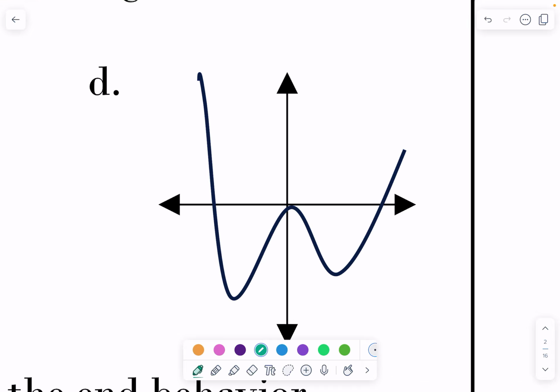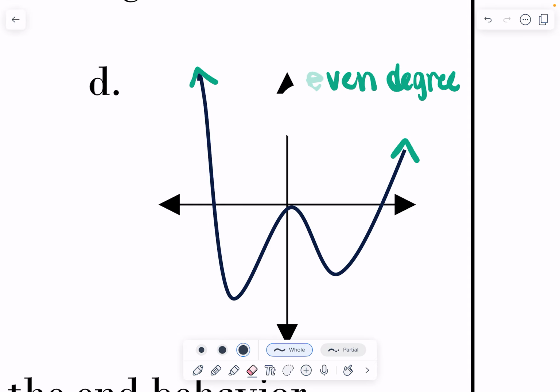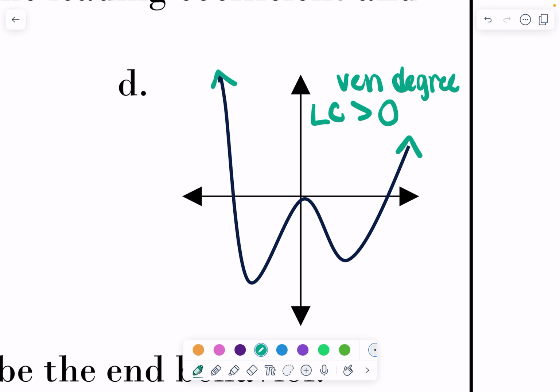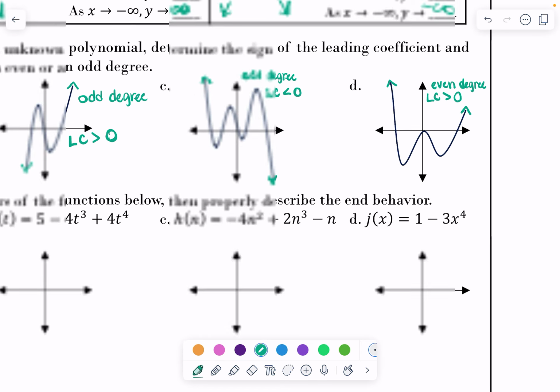Last but not least, D, as x goes to negative infinity, y goes to infinity. As x goes to infinity, y also goes to infinity. So this is my very nice even degree, while the leading coefficient is going to be greater than 0. Okay? All right, let's move on. Oh, my E disappeared on my word even. Okay.